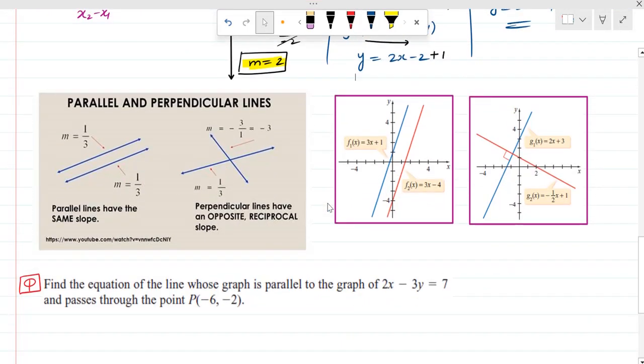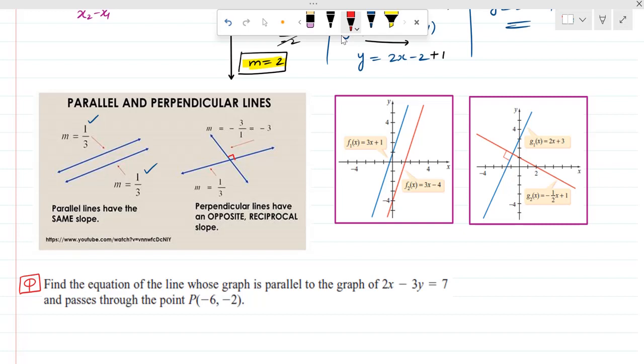Now the last topic of this chapter, which is parallel and perpendicular lines. What do you mean by parallel and perpendicular? The parallel lines look like this one. The slope is going to be the same. You don't change the slope here. Whereas perpendicular lines intersect at 90 degrees.